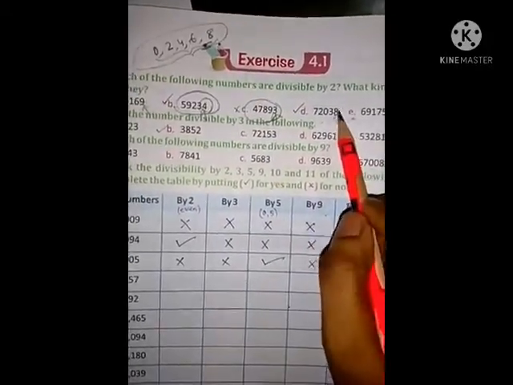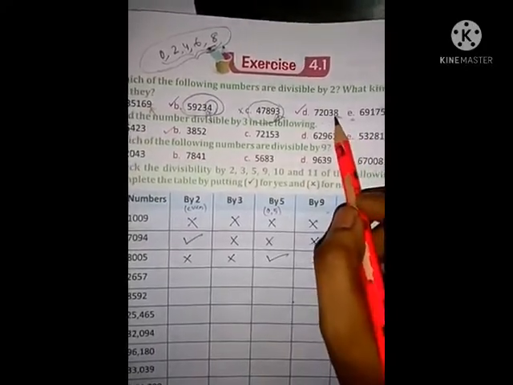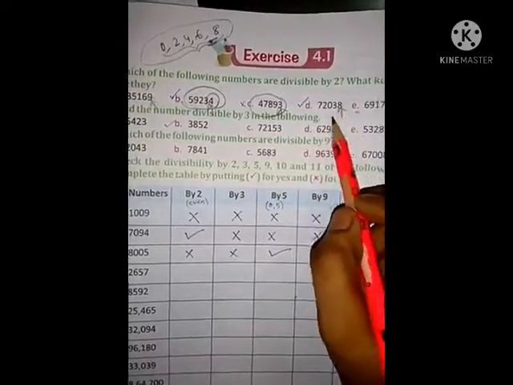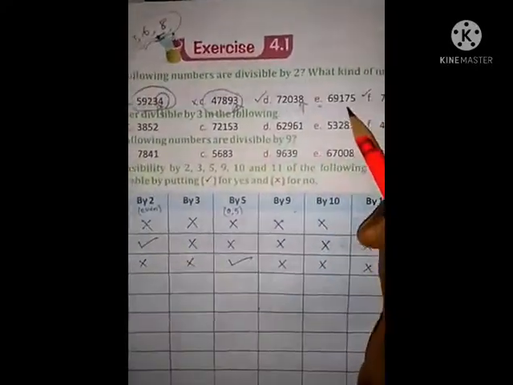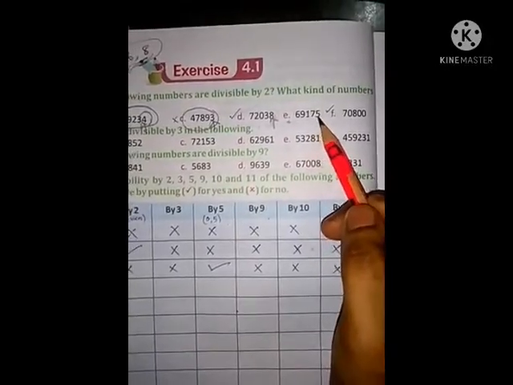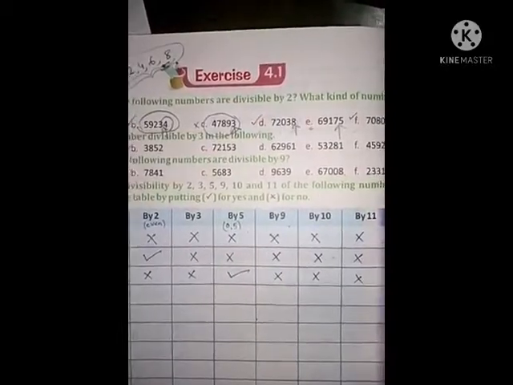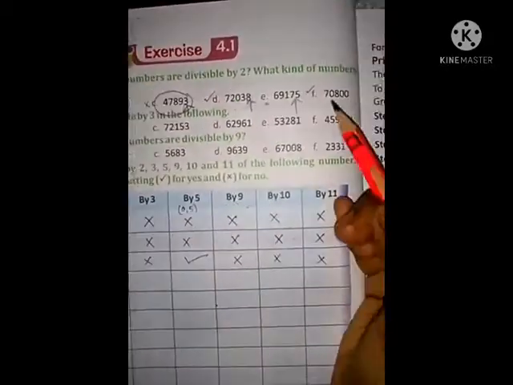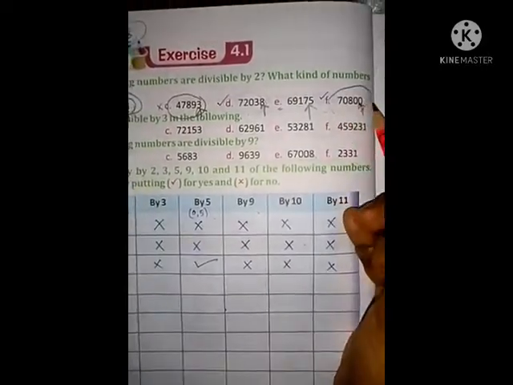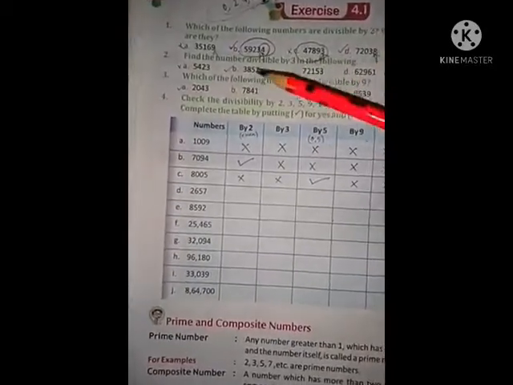So we know that if 0, 2, 4, 6, 8 is present in the ones position, that number will be divisible by 2. So this is divisible by 2. See this, 69,175. Here in ones position 5 is present. So this is not divisible by 2. Here 0 is present. So this is divisible by 2. Understand? See question number 2.